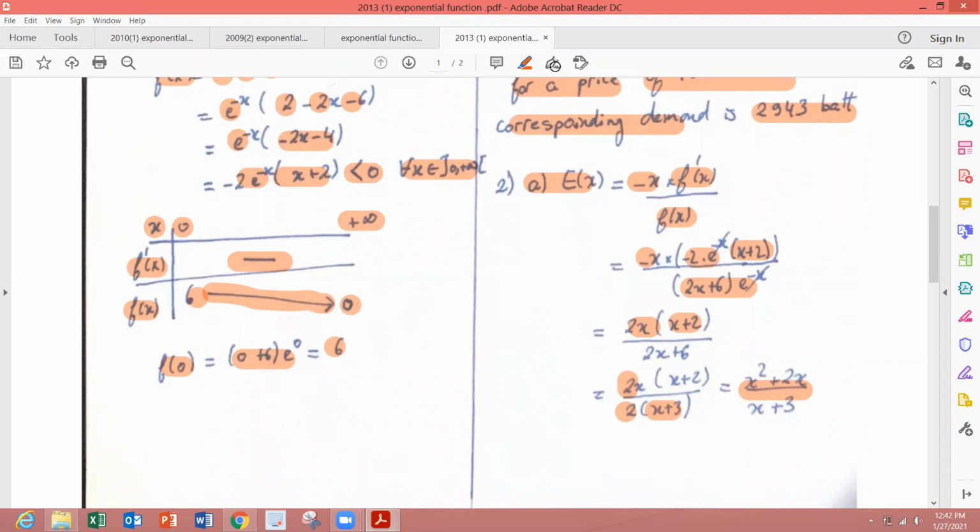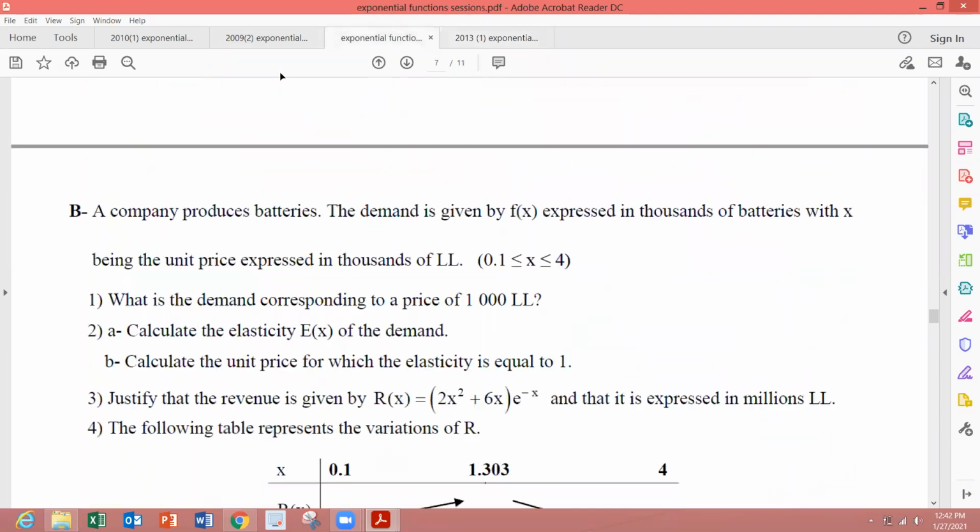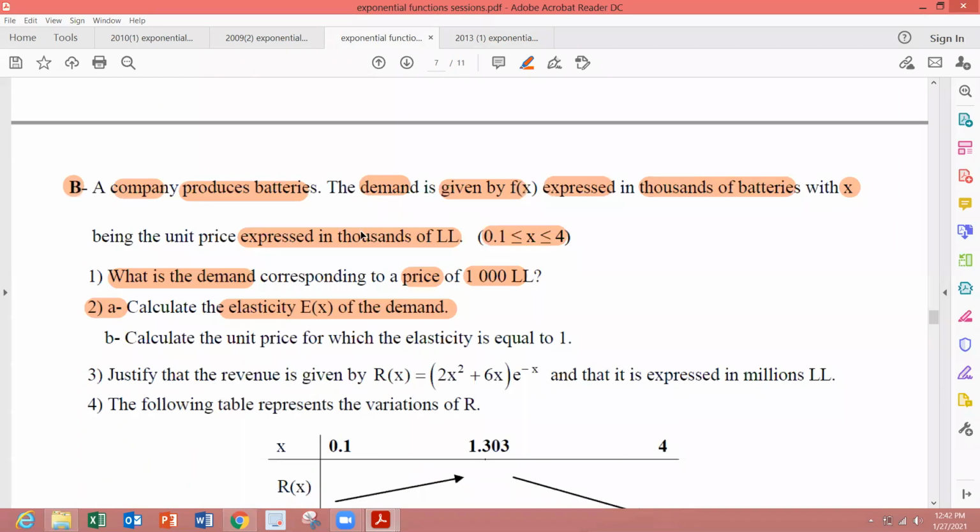Did you memorize the rule for elasticity? No. It is equal, memorize it: minus x times the derivative of the demand over demand. Okay, this rule is not big. George, are you writing? No.